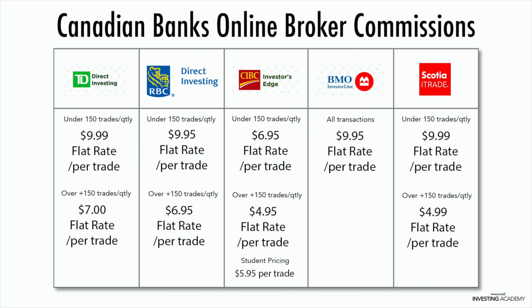And looking over to the right, we see a very similar case. RBC is $9.95, which drops down to $6.95. CIBC Investor's Edge would definitely be the cheapest of the bunch with a flat rate of $6.95 per trade. If you go over 150, it drops down to $4.95, so very attractive. And they even have an interesting one called student pricing. If you do have a student package with them or a student account, $5.95 per trade.